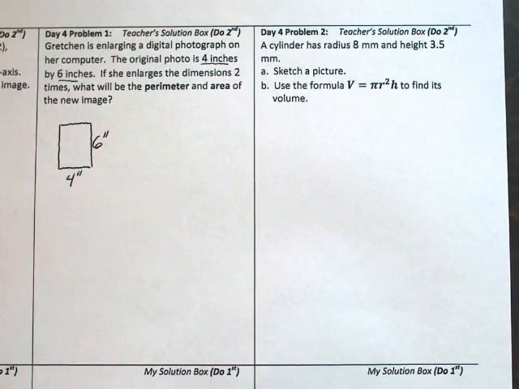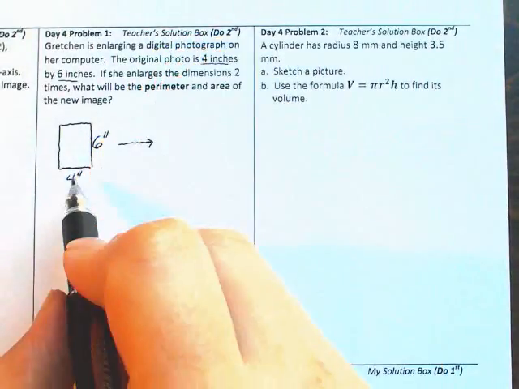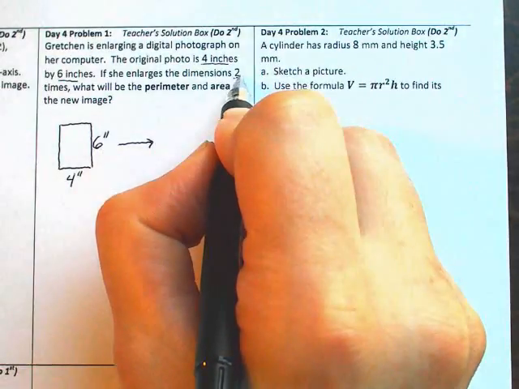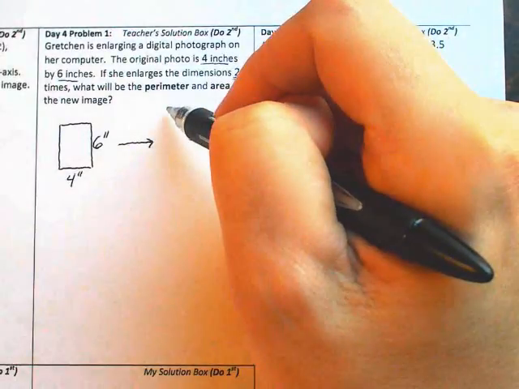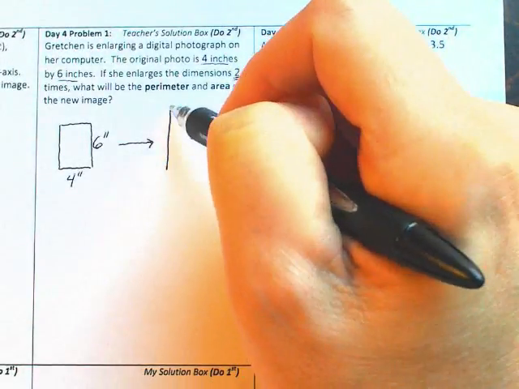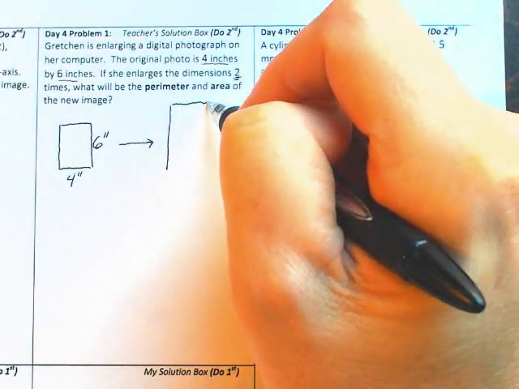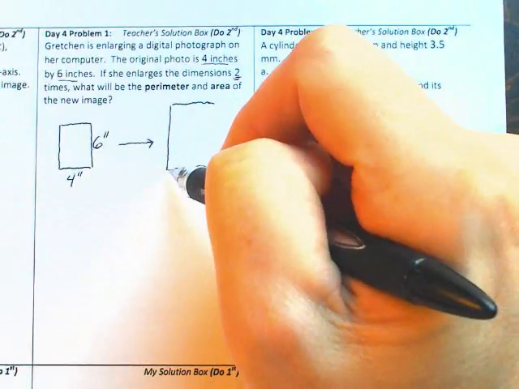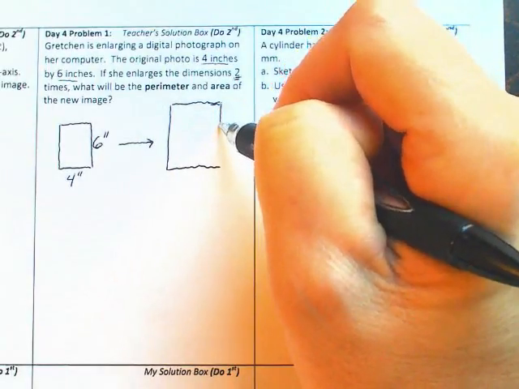Now Gretchen is going to enlarge this photograph by multiplying its width and its height by a scale factor of 2. And so that will create a larger photograph. So here's a larger rectangle. I haven't drawn this to scale. I haven't really attempted to make it so that the bottom is truly 2 times longer than this. I'm just trying to get a larger rectangle.